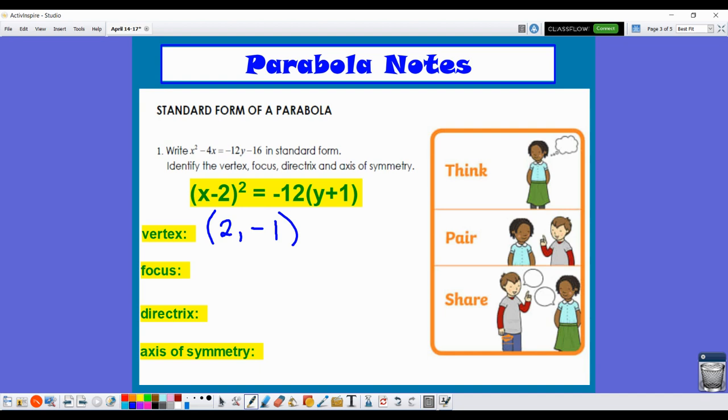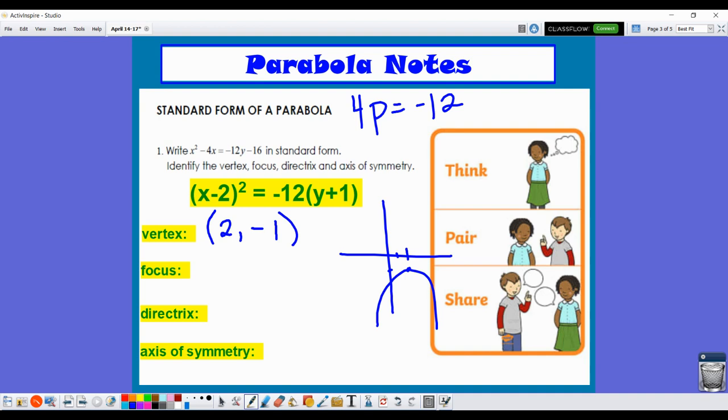If I'm thinking about this parabola, I should realize that because my 4p value is equal to negative 12, I know that this equation has to open down. So if I were going to sketch it out, just to give myself a visual, somewhere over here at about 2, -1, I'm going to have my vertex. And I know this parabola is opening down because my 4p value is negative.